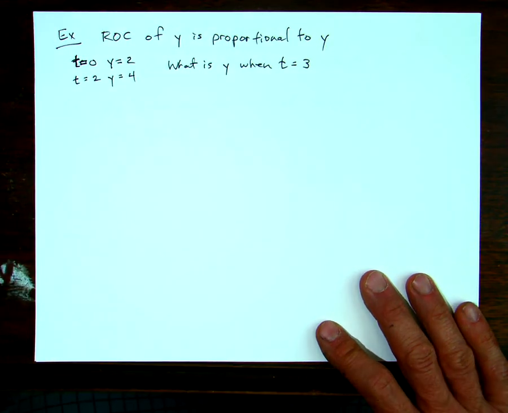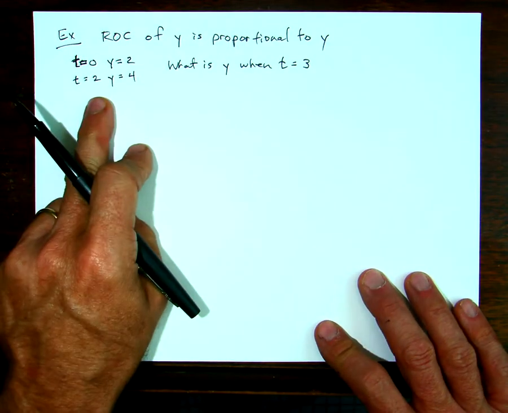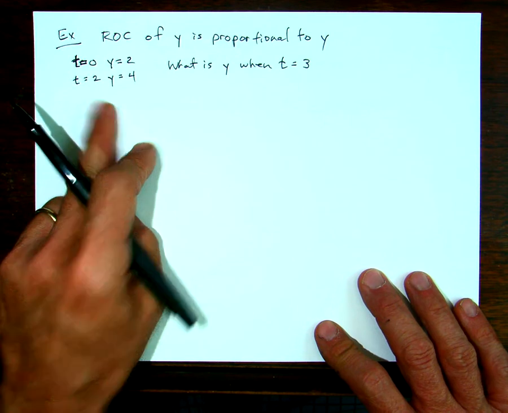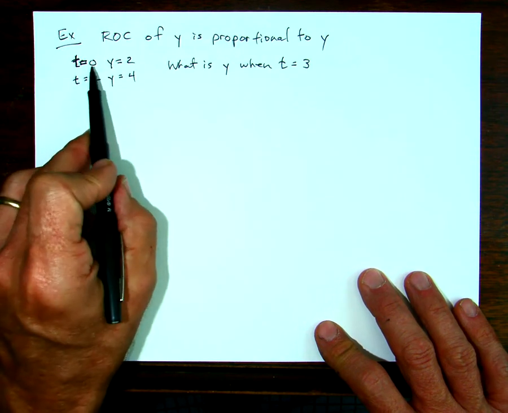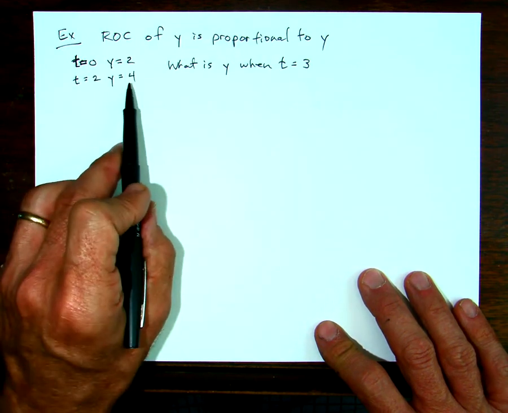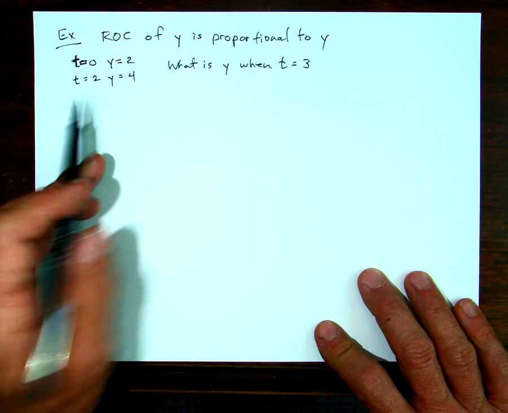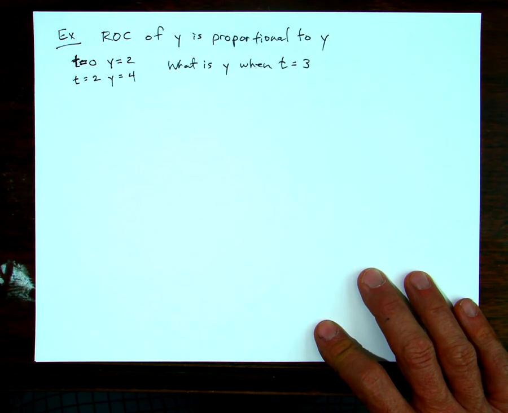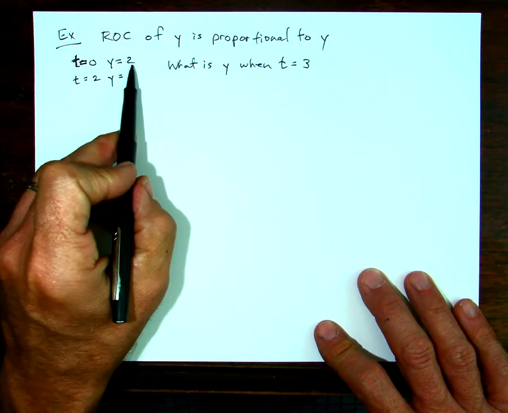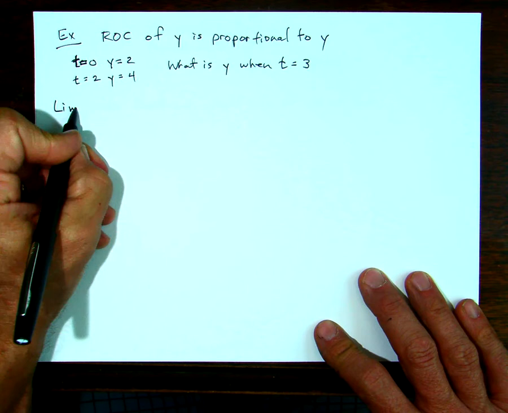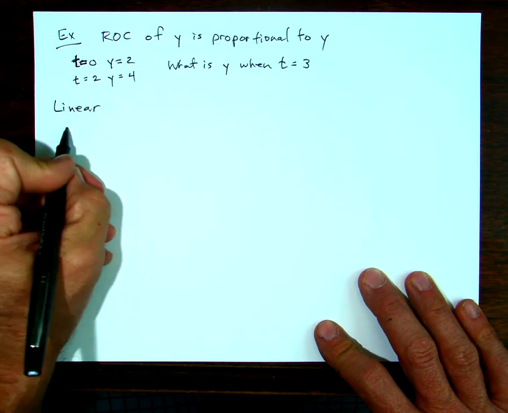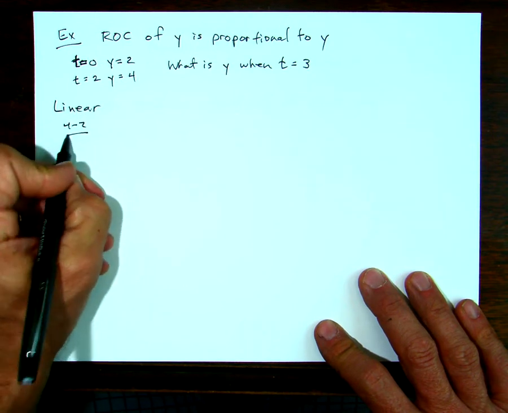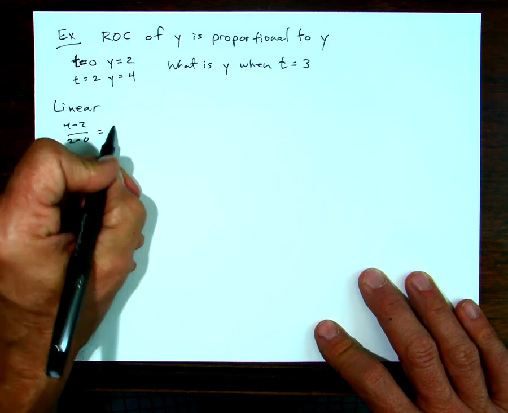Now, what I want to point out here is if this were linear, the way to find the rate of change, obviously, would just be to find the slope, right? So y goes up by 2 when t goes up by 2, so our slope would be 1, right? And our y-intercept would be 2. So if this were linear, we would have 4 minus 2 over 2 minus 0, so our slope would be 1.